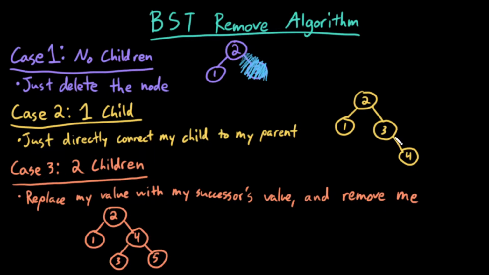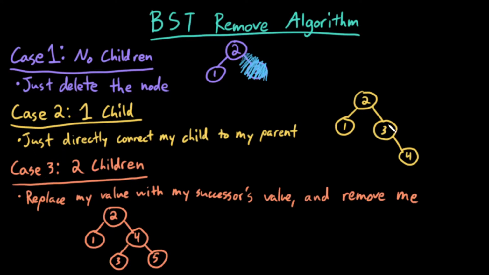My child is also in my parent's whichever subtree I'm in. In this case, 3 happens to be on the right subtree. 4 is also, therefore, in 2's right subtree. Therefore, my child must be bigger than my parent. Likewise, if I were removing something from 2's left subtree, so let's say 1 had a child, and I was removing 1, because 1 is in 2's left subtree, 1's child must also be in 2's left subtree. So 1's child must also be less than 2.